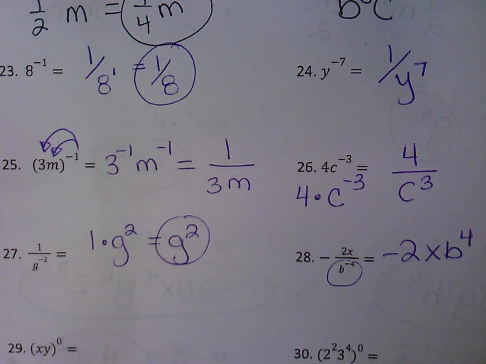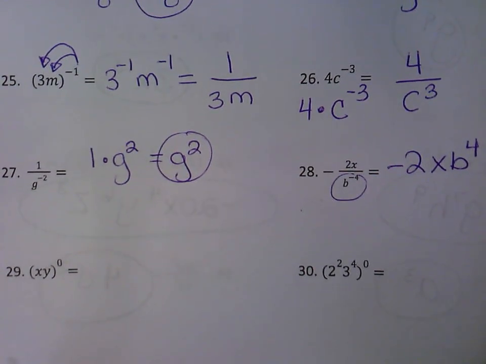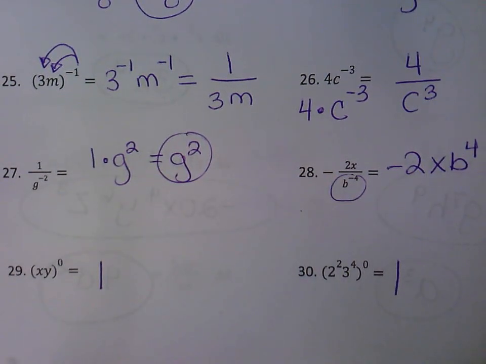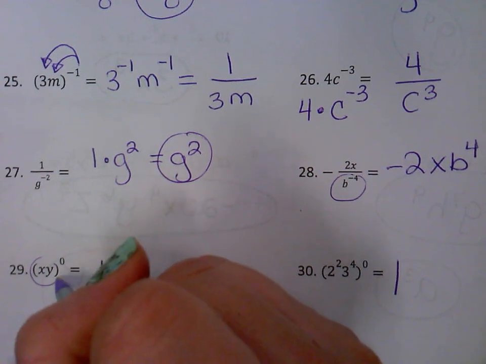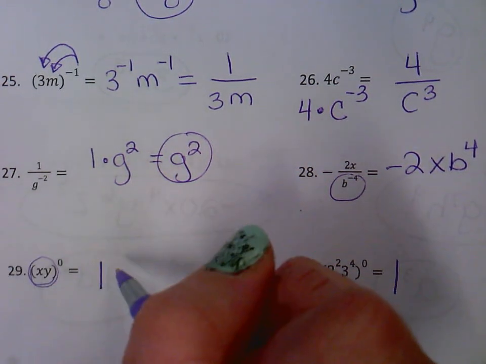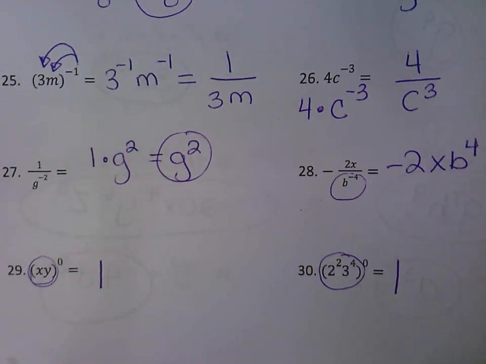What are the answers to the last 2 problems? The easiest problems on the page. Anything to the 0 power is 1. You don't even have to distribute it. All of this parenthesis is being raised to the 0 power. So this whole thing is equal to 1. Same thing here. This whole parenthesis is equal to 1.